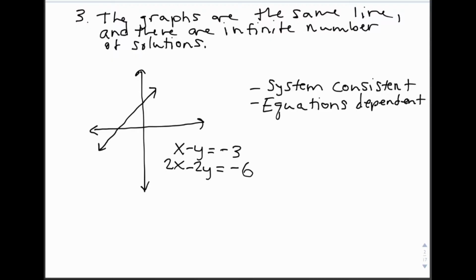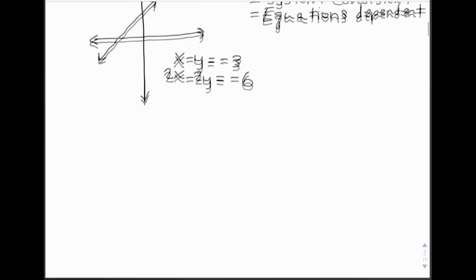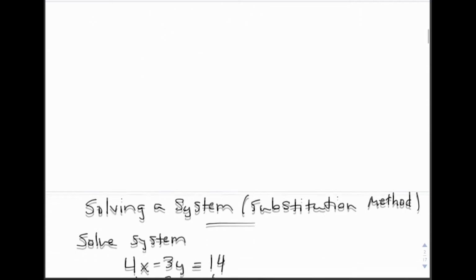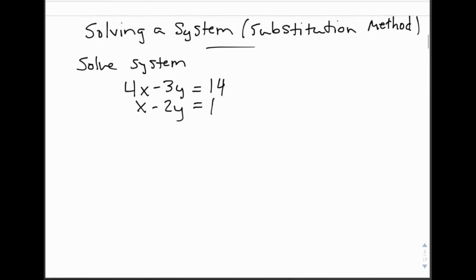Our third case is that the graphs are the same line, and there are an infinite number of solutions. So we have two lines, x minus y is equal to -3, and 2x minus 2y is equal to -6. Really, x minus y is equal to -3 is the same line as 2x minus 2y is equal to -6, because all we did was multiply by a factor of 2. We can therefore conclude that the system is going to be consistent and the equations are going to be dependent. So let's go ahead and look at a couple of methods of solving these linear systems.